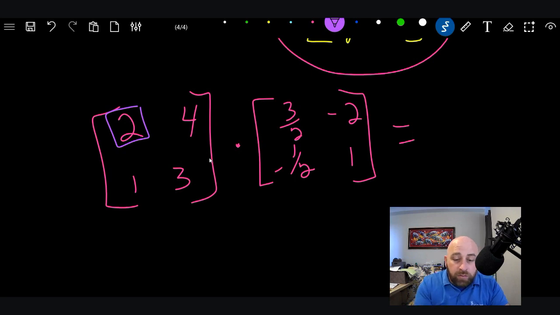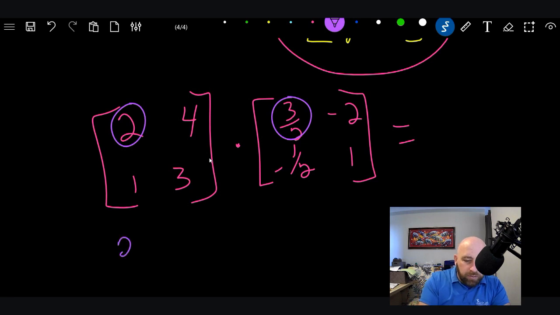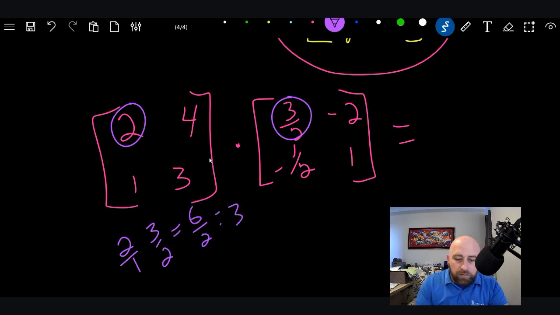2 times, so we go row times column. Okay, so 2 times 3 over 2. What is that? 2 times 3 over 2. That gives me 6 over 2. That gives me 3. Okay. So my first number is going to be 3. Remember how to do this math right here? This was challenging for some of you.